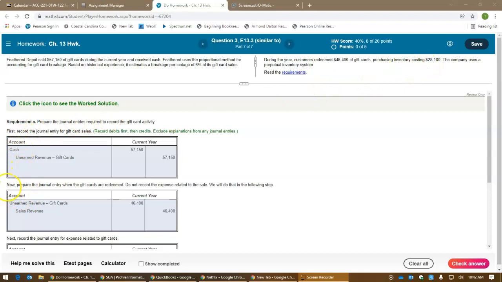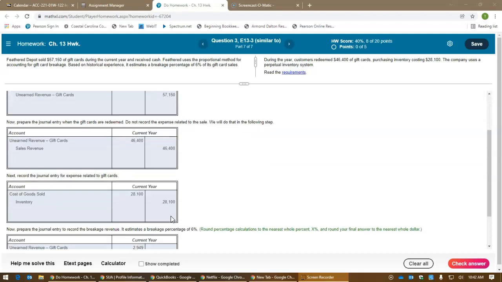So now we are here. It says prepare the journal entry when the gift cards are redeemed. Do not record the expense. It's talking about the cost of goods sold right here. Don't record the expense related to the sale. We'll do that in the following step. So the gift cards redeemed, so the liability goes down $46,400 and sales revenue goes up because now, we have earned that money because we've sold them inventory or product.